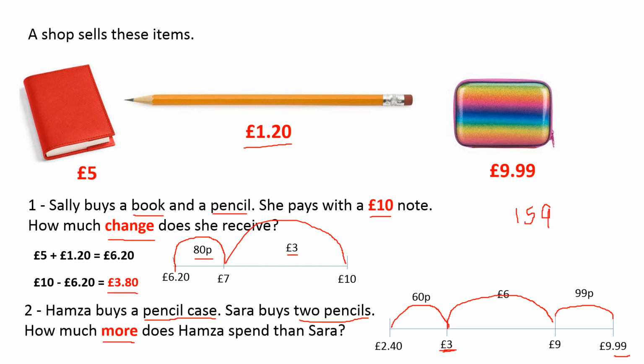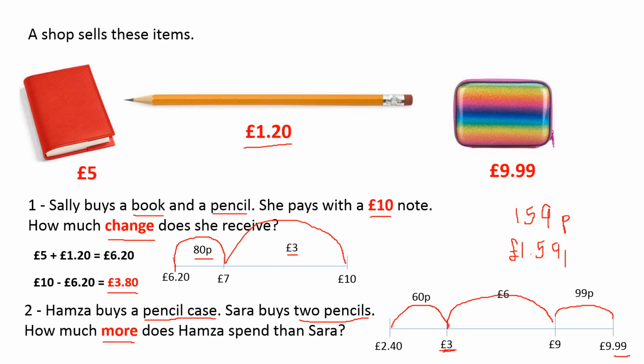What is 159 pence in pounds? Let's convert that to pounds, just as we did in our previous lessons. It would be £1 and 59 pence. Well done if you're doing this with me.